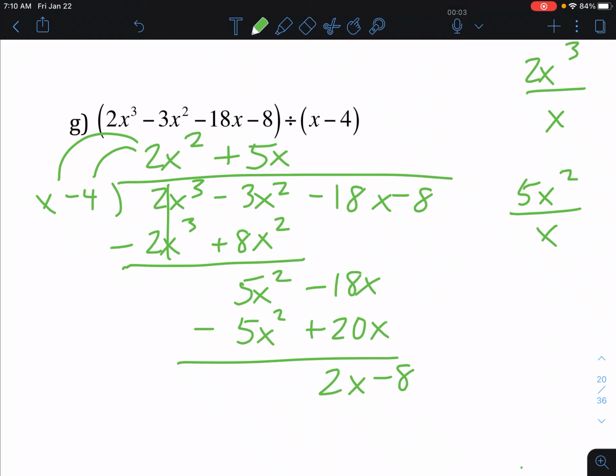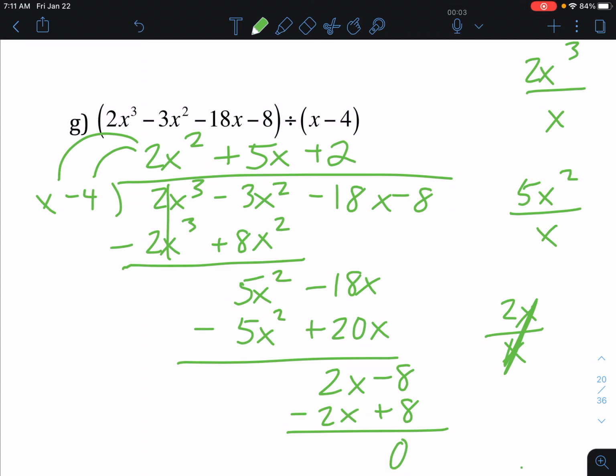And then another cycle. 2x divided by x. First term divided by first term. That would be 2. We're going to put a plus 2. And then multiply twice. 2 times x. 2 times negative 4. And then subtract to change the signs. And we got 0, nothing left over, no more terms, so we got a remainder of 0, which means we don't have a remainder. So x minus 4 is a factor, and there's my answer.